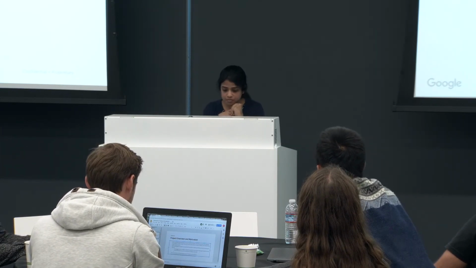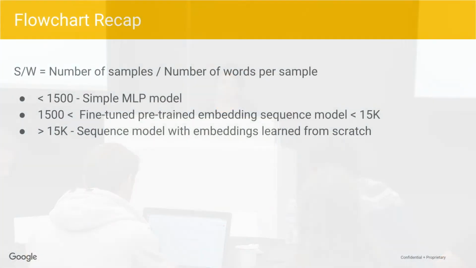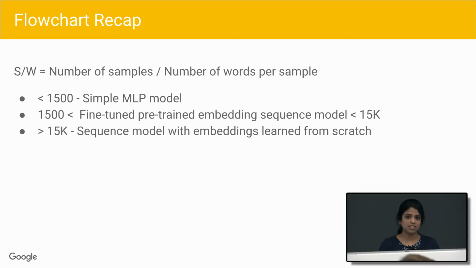So, quick recap about the flowchart. Basically, the ratio of the number of samples to the number of words per sample, we found, plays a very key factor in how you choose a model for text classification. When that is very small, a simple n-gram model is sufficient. You do not have to build computationally expensive RNN models. And in other cases, sequence models work really well.